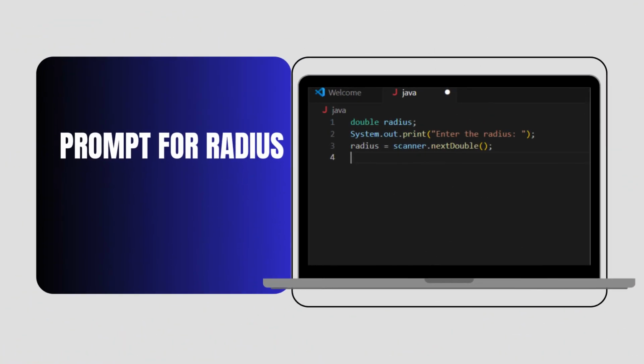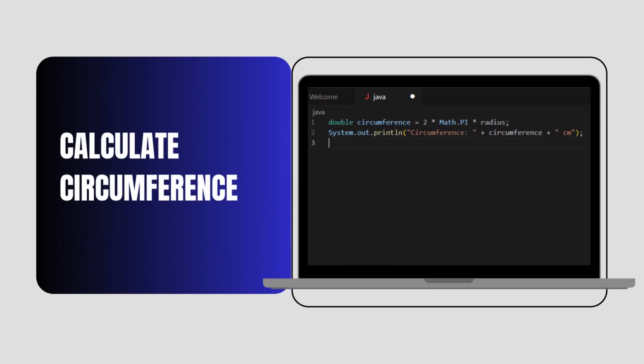Section 4, Exercise 2, Circle and Sphere Calculations. Next, let's calculate circumference, area, and volume when given a radius. Prompt for radius. Double radius, System.out.print "Enter the radius", radius equals scanner.nextDouble.